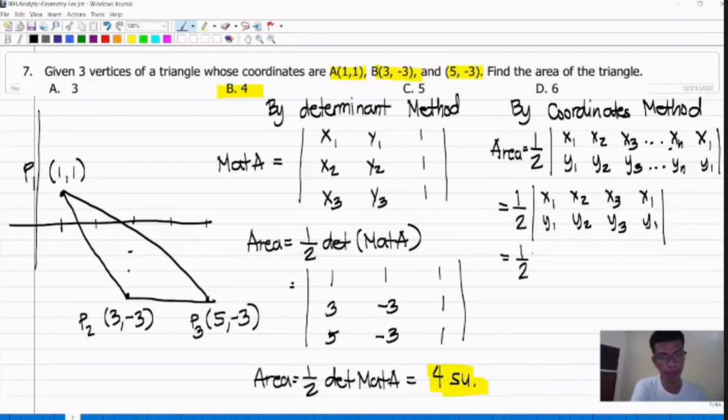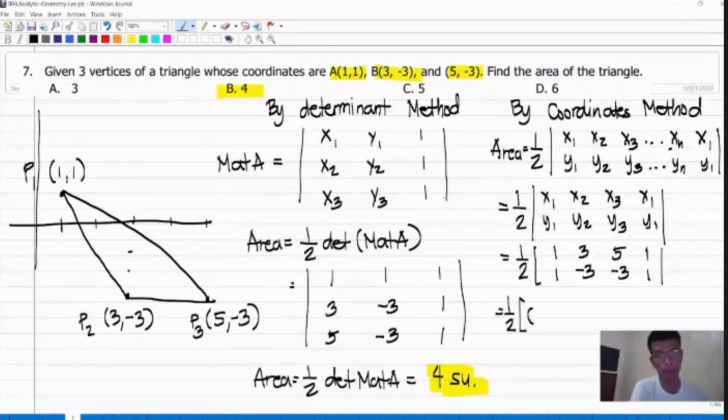Since our polygon is a triangle, it is 1/2 of the determinant of point 1, which is (1, 1); point 2, which is (3, -3); point 3, which is (5, -3); and point 1 again, so we return to (1, 1). How do we compute this determinant? It is the difference of the summation of the downward multiplication. So where is that?